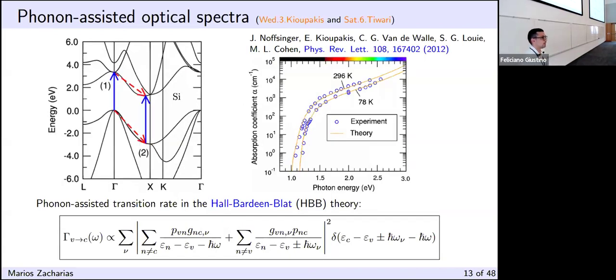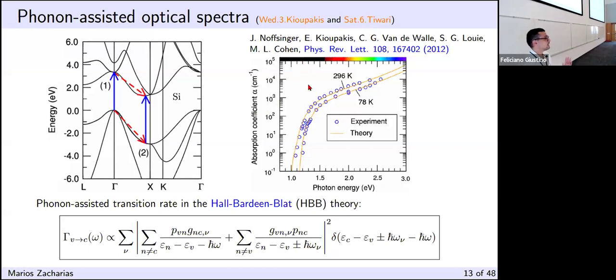Here I will talk a little bit about phonon-assisted optical absorption and temperature-dependent band gaps, which is something that you can do with the special displacement method. I'm not going to go through details about phonon-assisted optical absorption, which have been given by Professor Kioupakis on Wednesday's lecture, and Dr. Tiwari will also expand on this on Saturday.